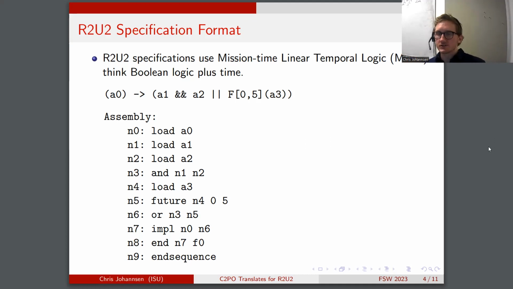And so we load in our system data, we perform the conjunction there, that's node N3, and node 5 does a future of node 4 here, and the 0 to 5 are the arguments to that. You can see how this assembly corresponds to this formula here. This is essentially just a representation of the abstract syntax tree of this expression.